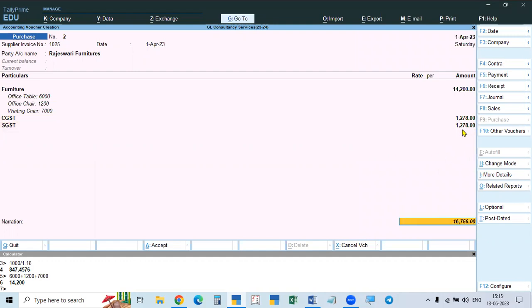How to use the calculator, how to use the inclusive-of-tax method, everything we did already. All these are available in this problem. That's why I'm doing this problem. So invoice number, and then okay.